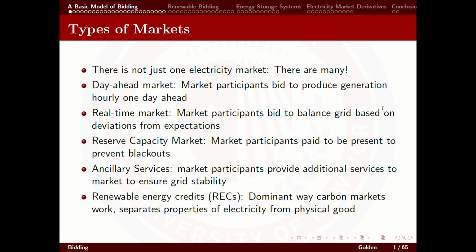And then you have renewable energy certificates, which are the dominant way carbon markets work and help separate properties of electricity from the physical good. It allows you, as a company or as a government, to buy renewable energy and say, this renewable energy is coming to me, even though really electricity goes where it wants and flows throughout the grid.